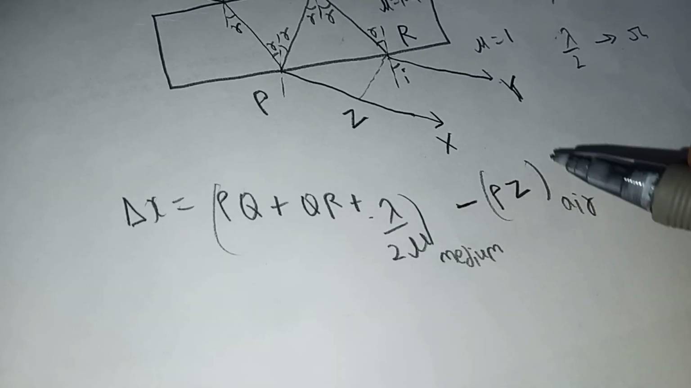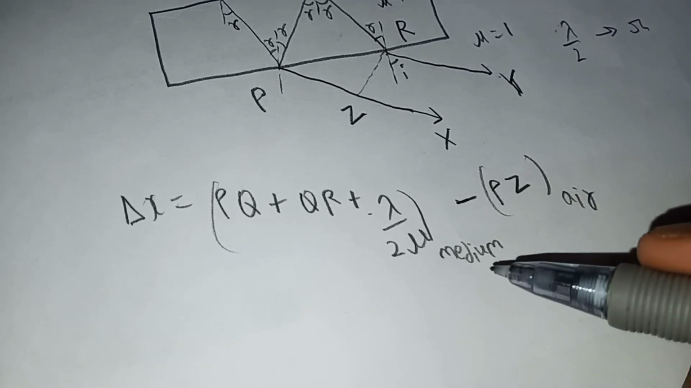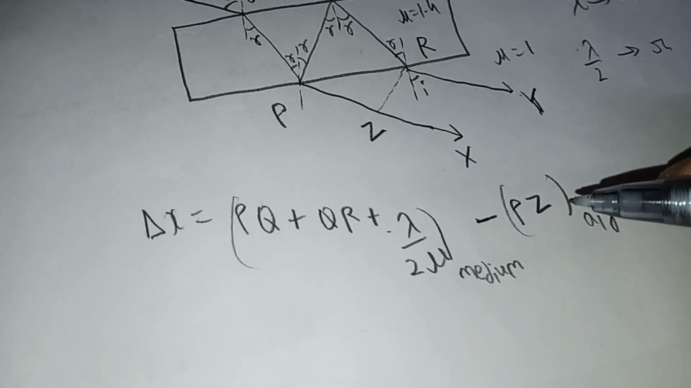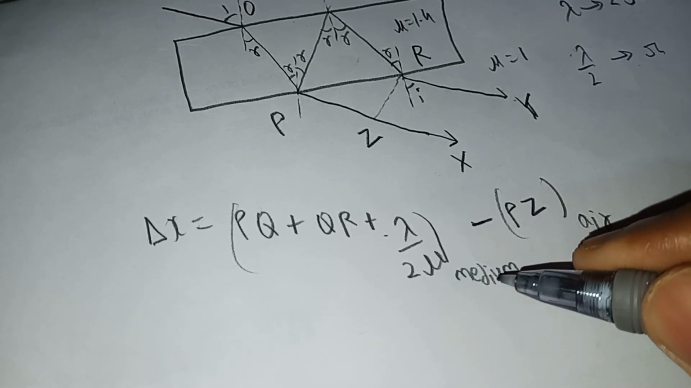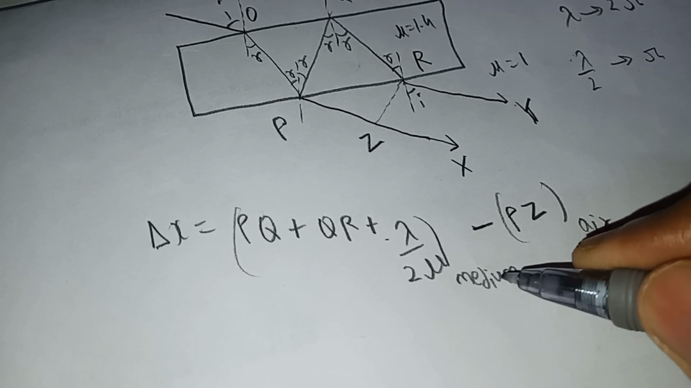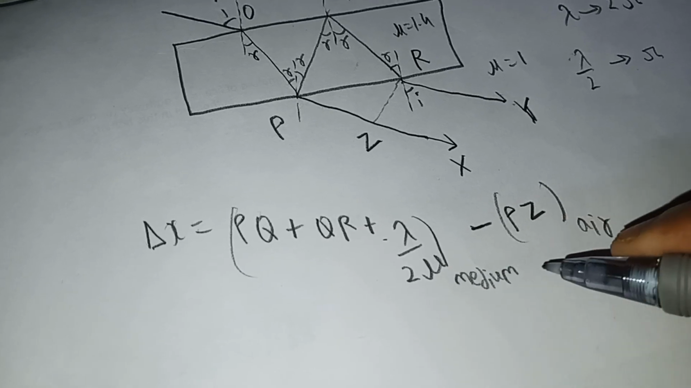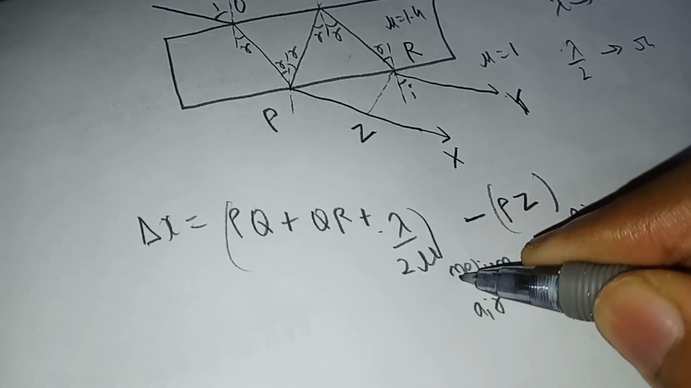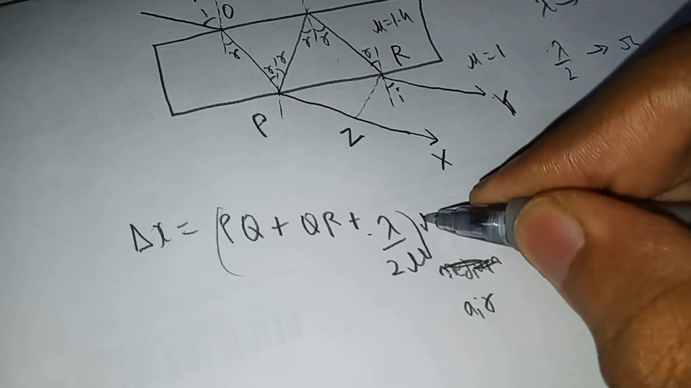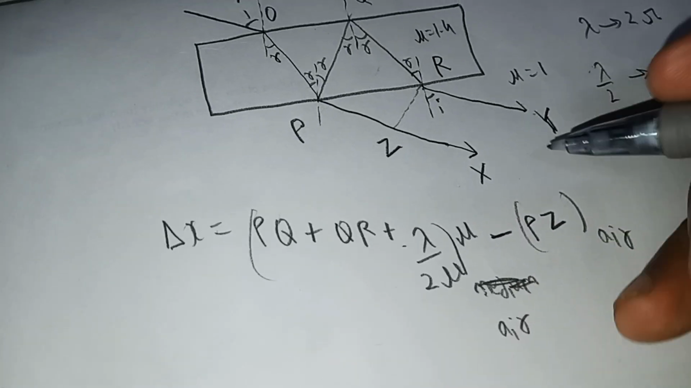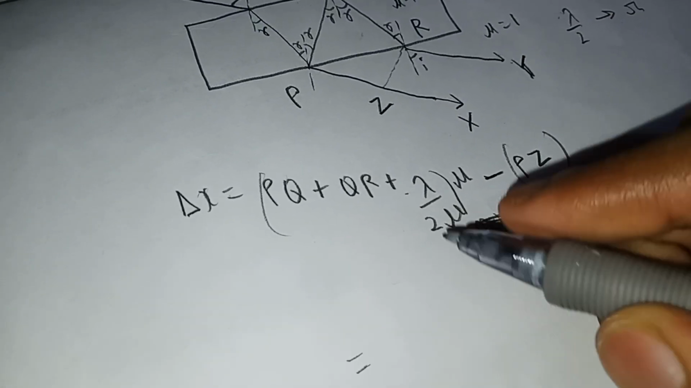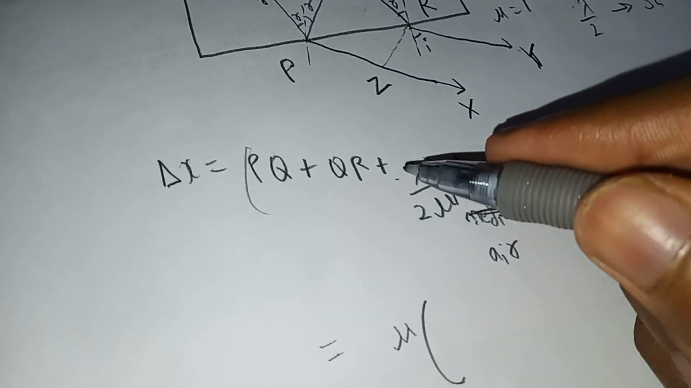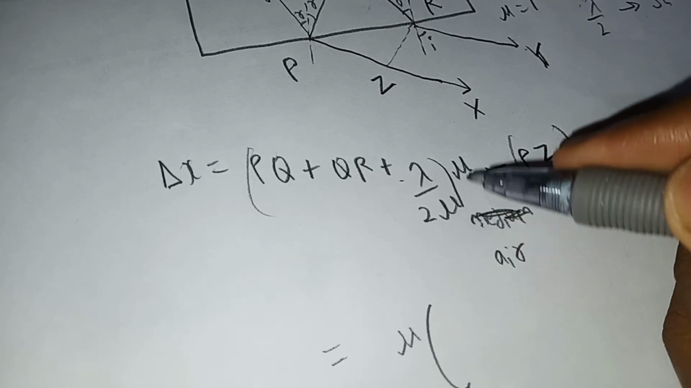Now we need to bring both of these in terms of the medium or in terms of air. So I will bring this medium term in the form of path difference in air. So if I want to write this in air, then simply multiply it with mu. So here we would be having mu times PQ plus QR plus lambda by 2 mu.